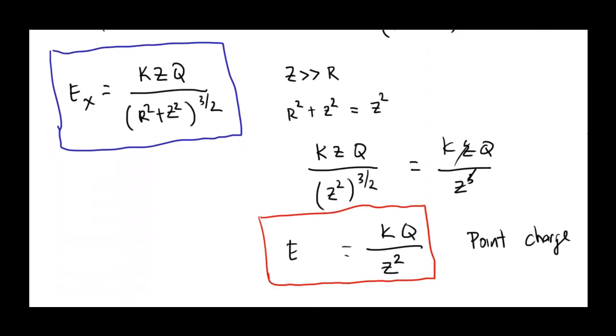Okay, good. That's two different continuous charge distributions down. We have one more to go in the next video.